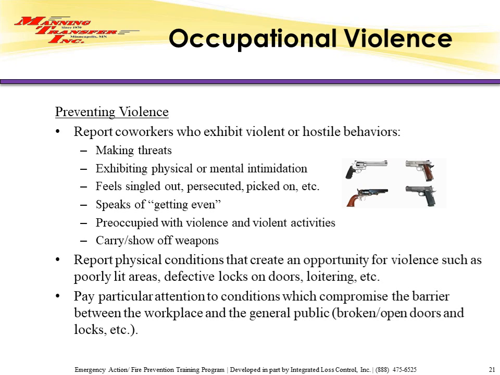If they seem to be preoccupied with violence or violent activities, or they are carrying or show off weapons that they may have. We want to report any physical conditions that create an opportunity for violence, such as poorly lit areas, defective locks on the doors, and perhaps somebody loitering around the facility that doesn't belong there. We also want to pay particular attention to conditions that compromise the barrier in the facility between the workplace and the general public. Things like broken or open doors or windows, maybe broken locks or unlocked doors that typically are locked at that time of day.